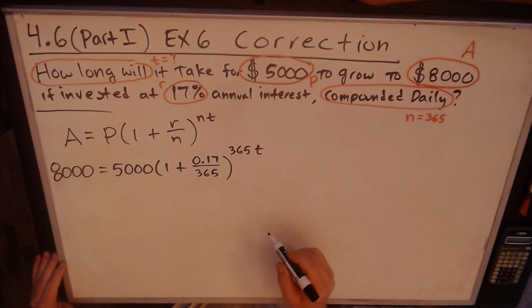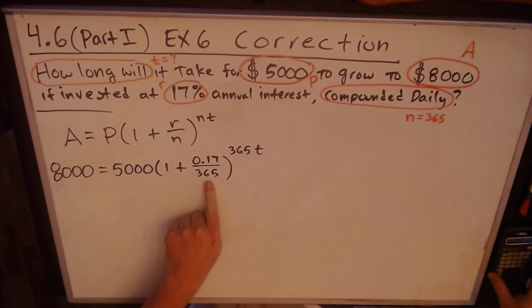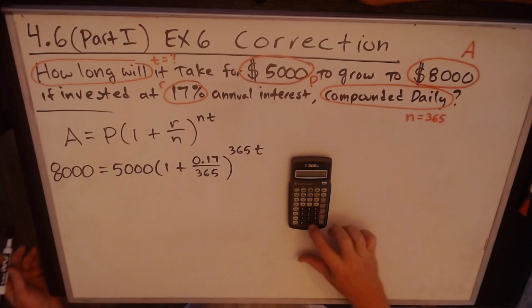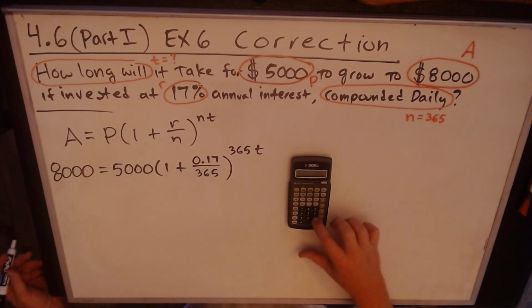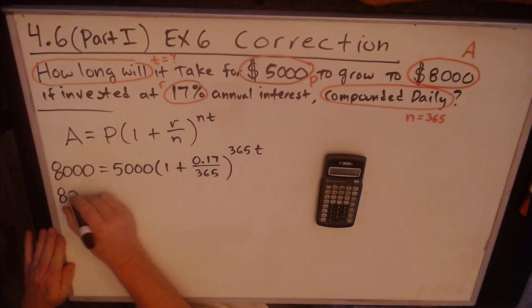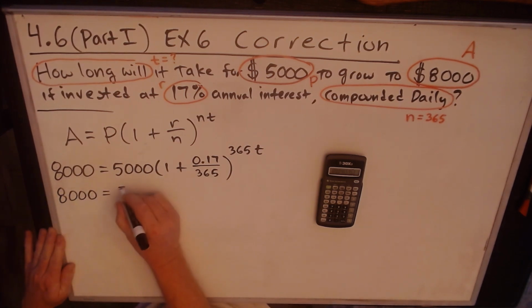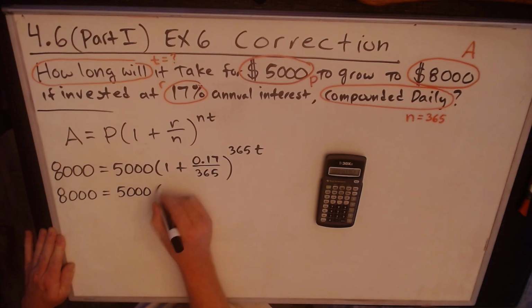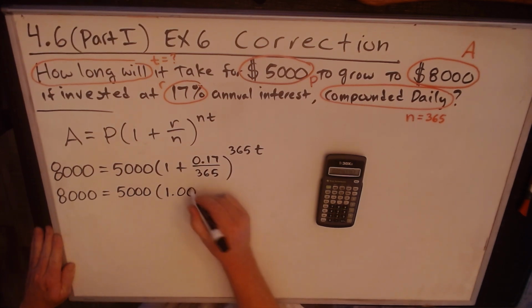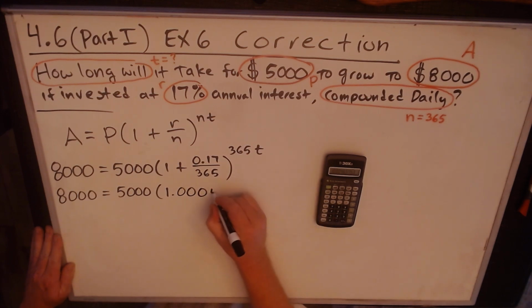All right, let's go ahead and do the decimal value first. This is where I made my fatal error. 0.17 divided by 365, and then plus 1. So the correct value for this argument is 1.000. That's where the mistake was.